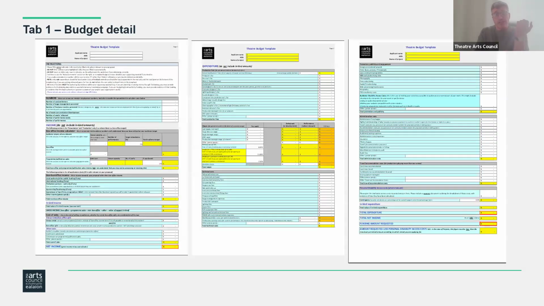So tab one looks like this. In reality, it runs down a full page, but we've broken it up here so you can have a good look at it. It's a lot, and if you are just starting out, it can look overwhelming. But the hope is that if you just look at it line by line, it'll start to get you thinking about what we're going to be looking for in terms of an assessment, and hopefully will help you understand, okay, these are the kinds of things that I need to be thinking about as I put together the budget.